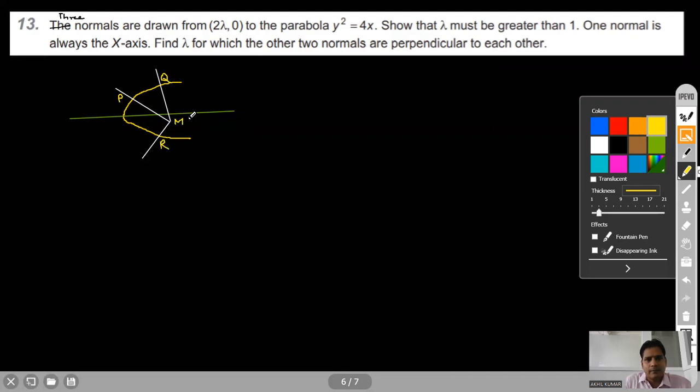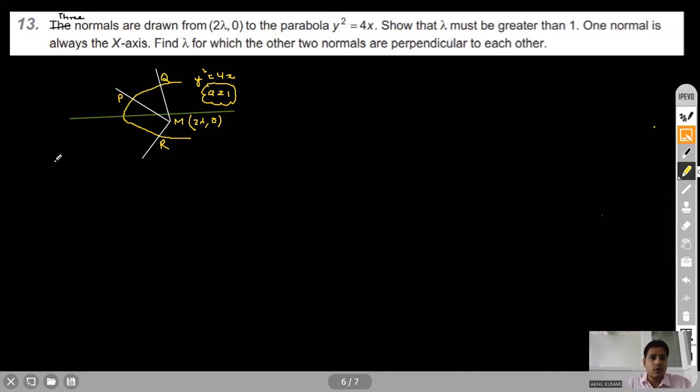And let me assume this point as M. Now, its coordinates are given. What? 2 lambda, comma, 0. From this point, we have drawn three normals to the parabola whose equation is y square is equal to 4x. Okay. So from here we got A is equal to 1. So this we will utilize whenever required. So the coordinates of this M is 2 lambda comma 0. The parabola is y square is equal to 4x. Now what is the question saying? So that the lambda must be greater than 1. Okay. So for having three normals on parabola from this point M, the x coordinate of M, that is this 2 lambda, must be greater than A.